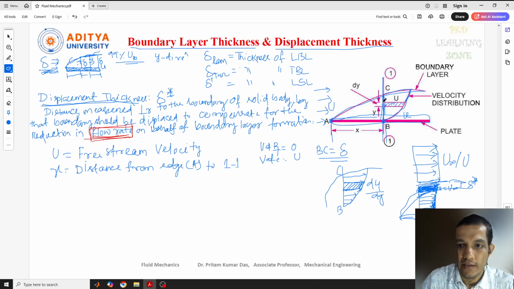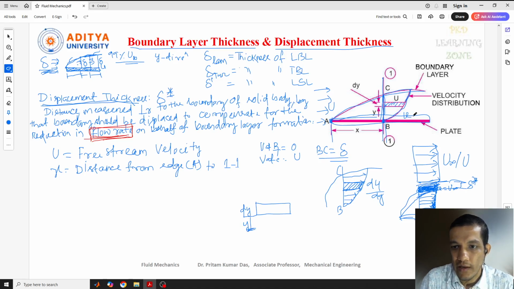That small elemental strip we can also draw in this way, if you are seeing from this side. This is y. This is dy, and the distance from the solid body is y. So this is at a distance y, and the thickness is dy. Now if I draw this plate in 3D, this is the plate, and this width we consider as b.